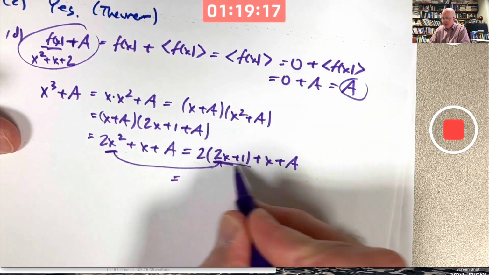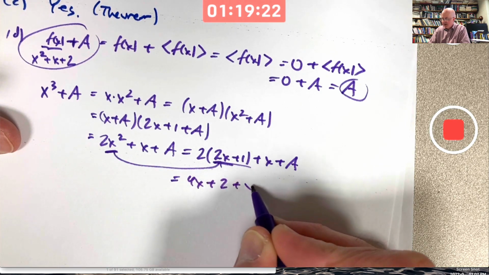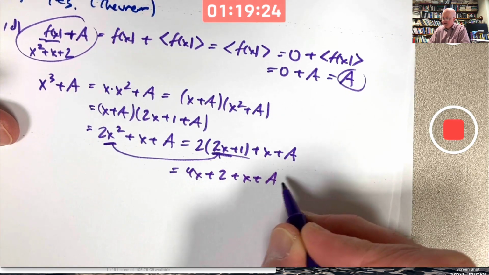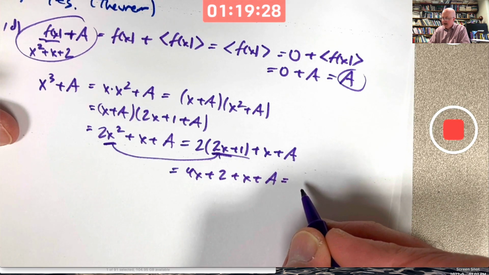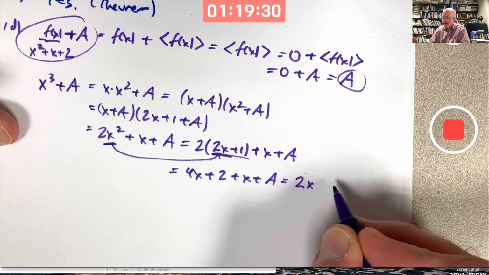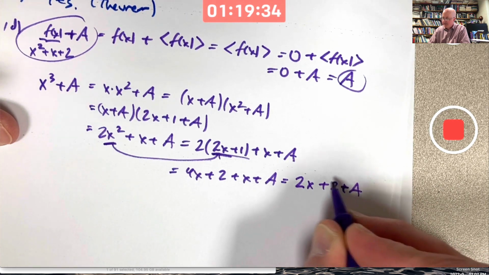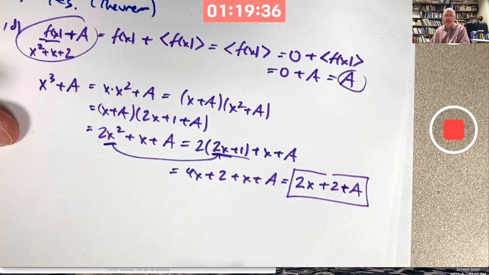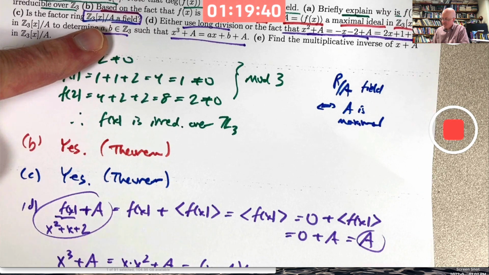Multiply the 2 through, I get 4x plus 2 plus x plus A, which is 5x plus 2 plus A, mod everything by 3. 5 mod 3 is 2. 2 mod 3 is 2. If I've not made a mistake, this is the answer. So the little a and the little b are both 2.